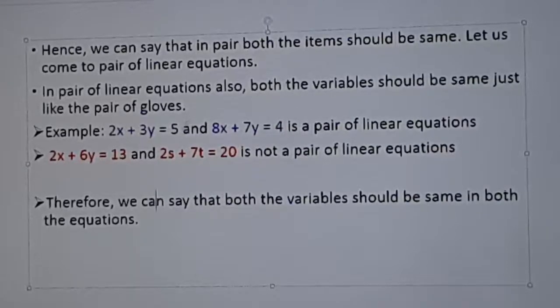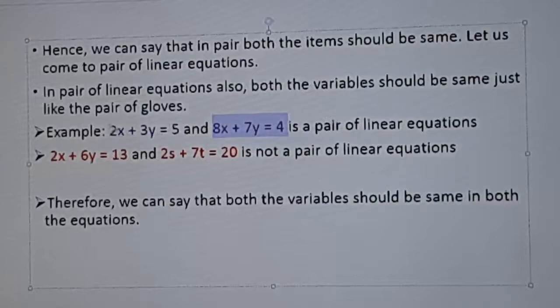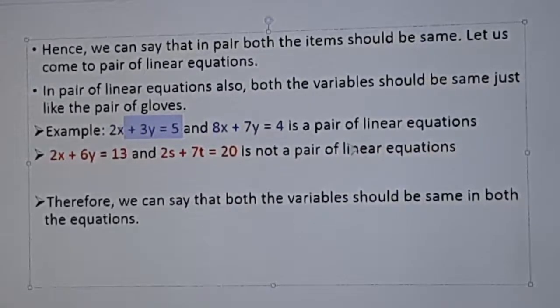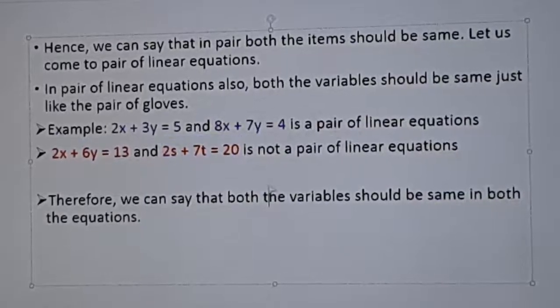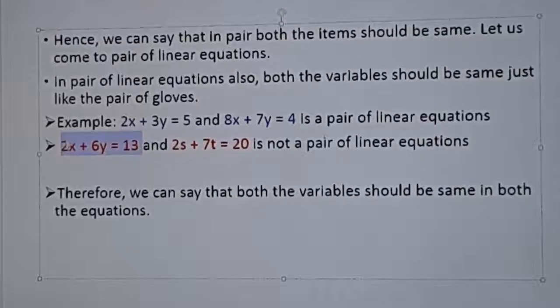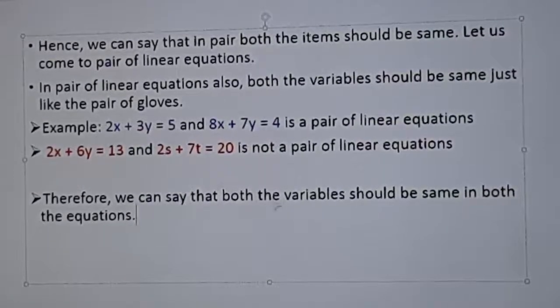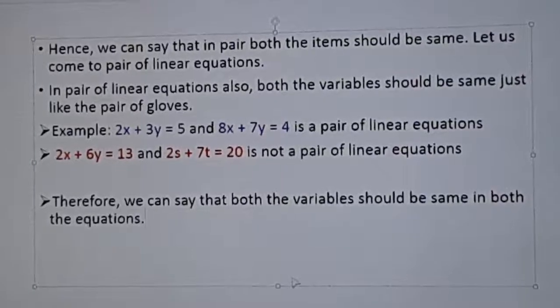So when we talk about a pair of linear equations, it is the same as a pair of shoes or a pair of gloves. As an example, see, I have taken two equations: 2x plus 3y is equal to 5, 8x plus 7y is equal to 4. See, in both the equations my variables are the same. That means these equations are forming a pair. Similarly, I'll take another example: 2x plus 6y is equal to 13, 2s plus 7t is equal to 20. Now I have taken another example, but you can see here that in both the equations the variables are different. In the first equation your variables are x and y, and in the second equation the variables are s and t. That means these equations are not forming a pair.